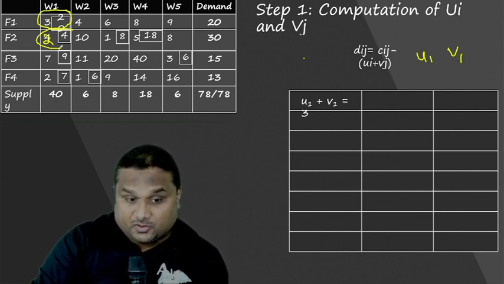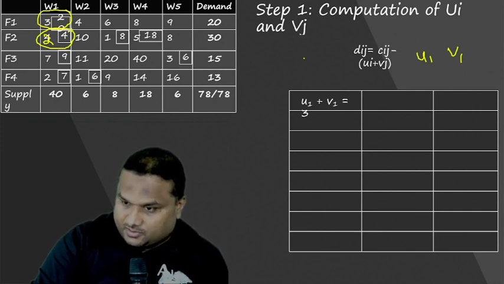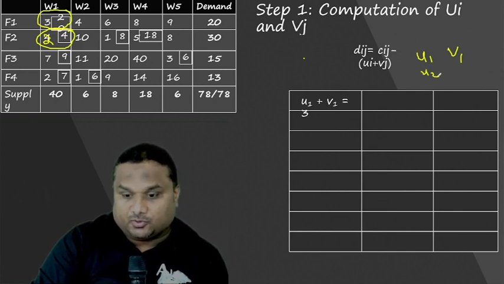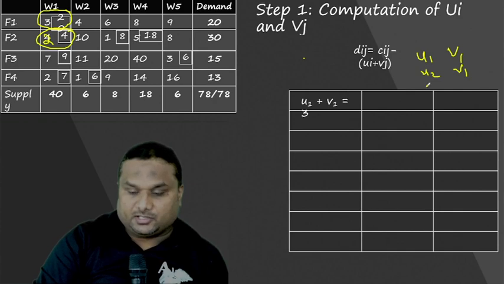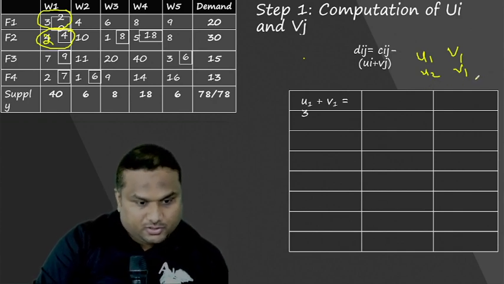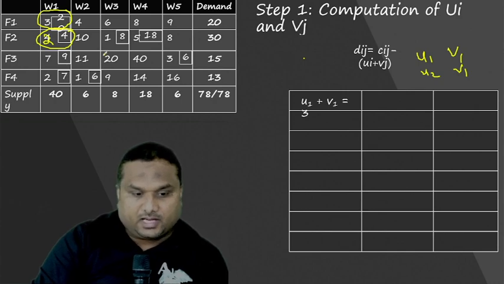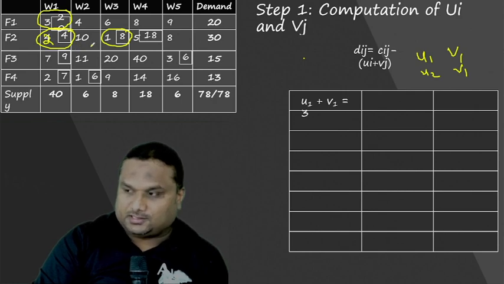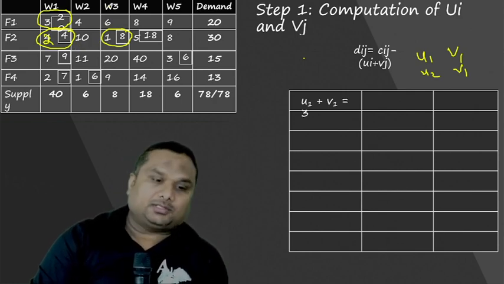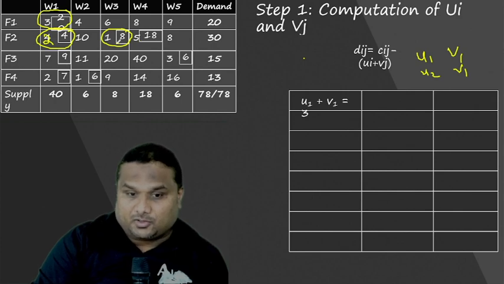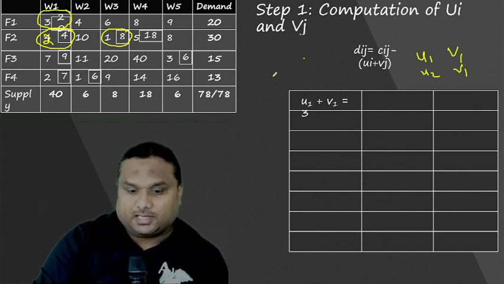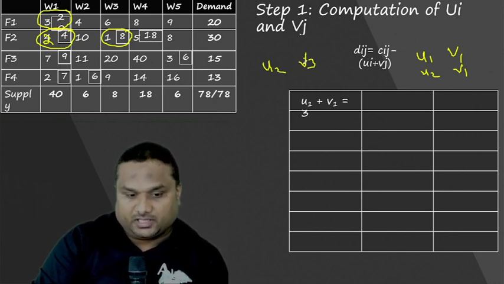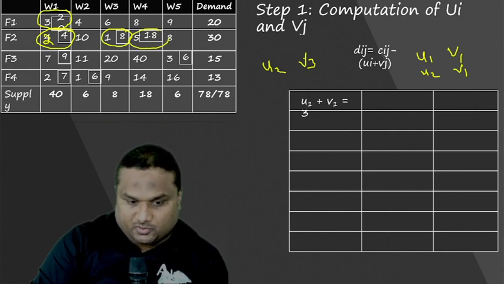This is the second row, first column. Now tell me, what is this? This is U2 V1. Is it U1 V2 or U2 V1? U2 V1. Now what is this? This is the second row, third column. Second row is U2, third column is V3.